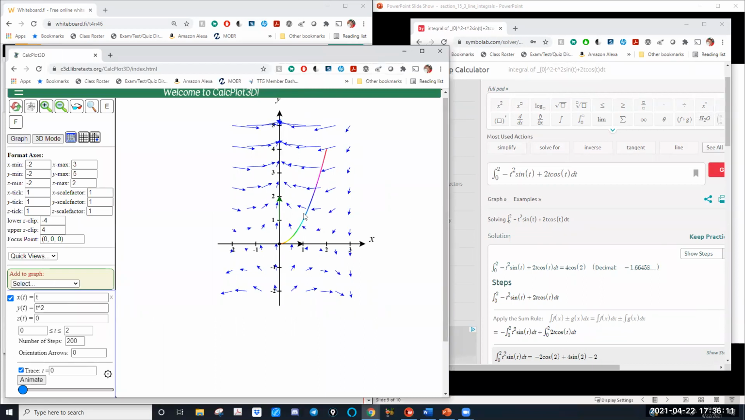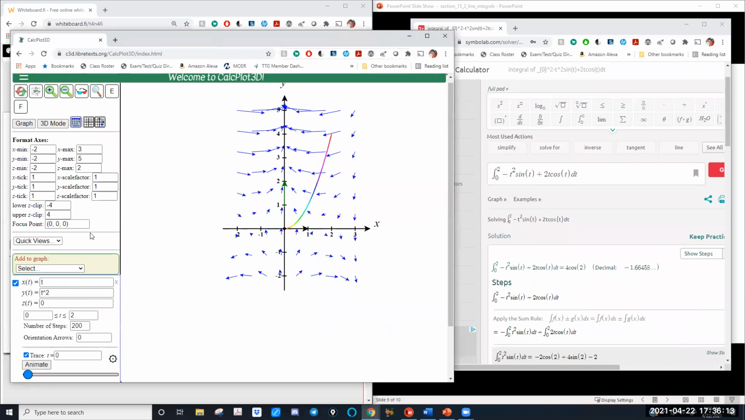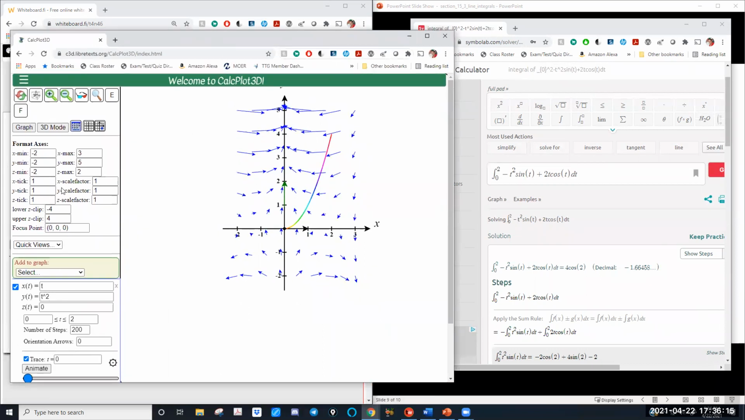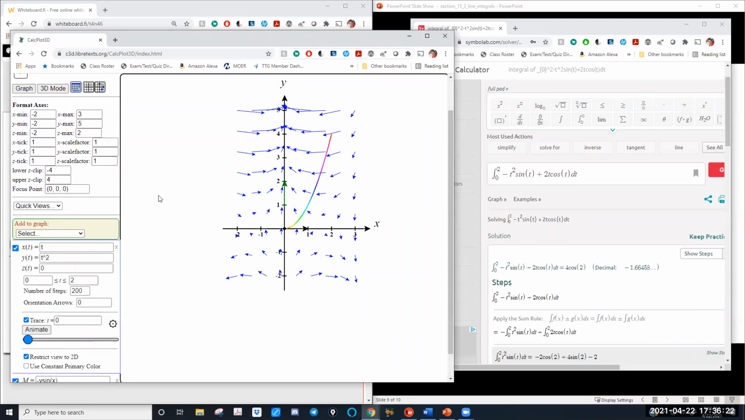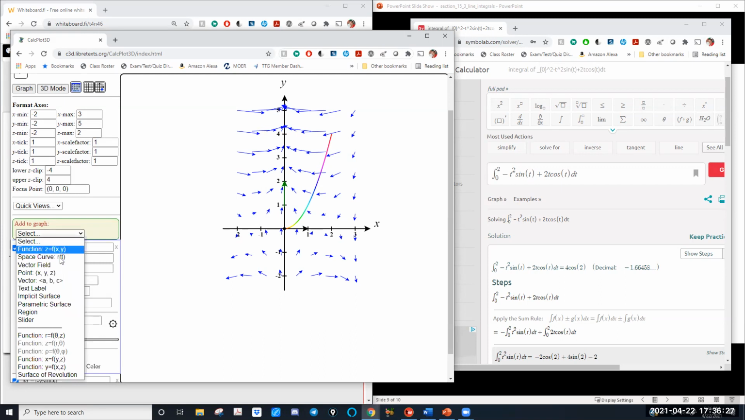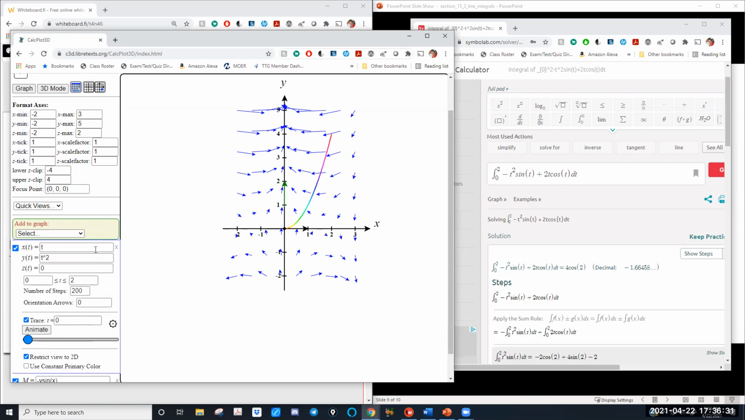This is in CalcPlot3D. Last time we saw how to add a vector field, and I'm just constraining it to the XY plane. Then to add the parameterization, you'd add a space curve. And since we're only in 2D, we're going to let the Z component be 0. So there's our path. And we can even animate it, and you can see the point going along.